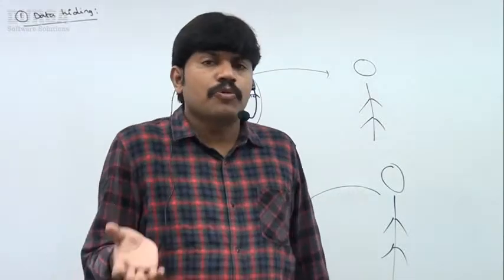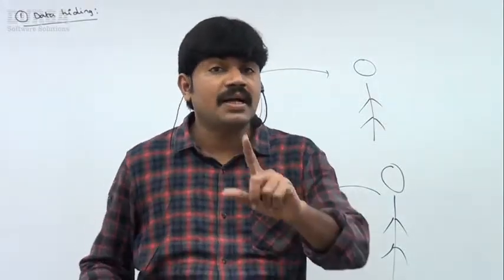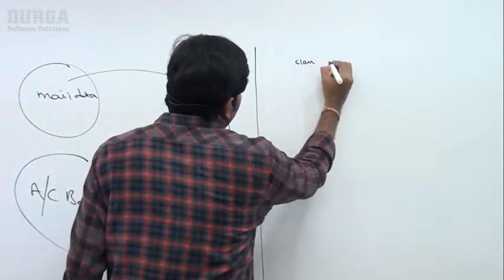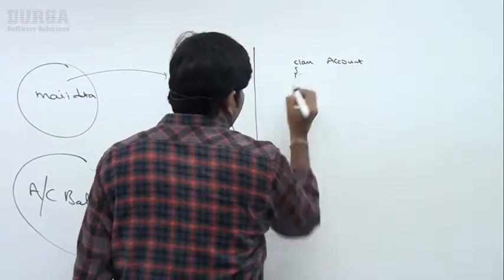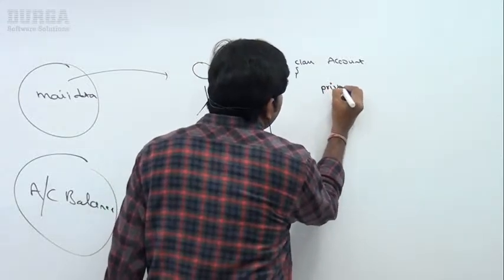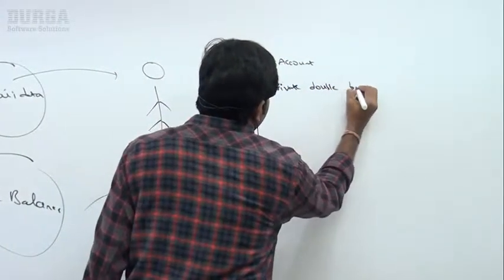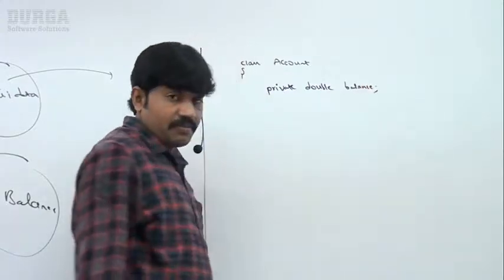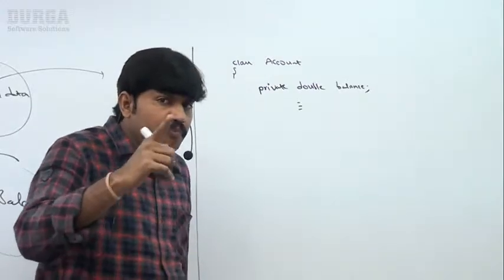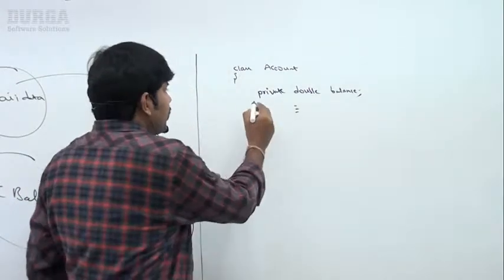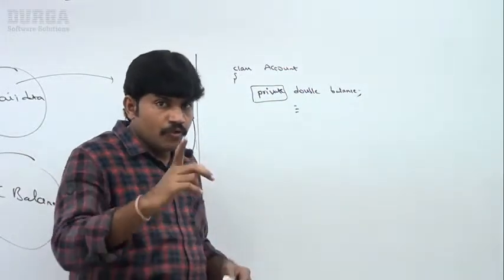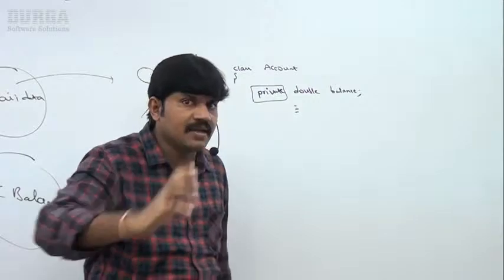Sir, programmatically, how can we implement data hiding? Very simple. Assume I have a class Account. Every account has a balance. Instead of public double balance, we declare private double balance. By declaring this balance variable as private, we can implement data hiding. Are you able to understand?